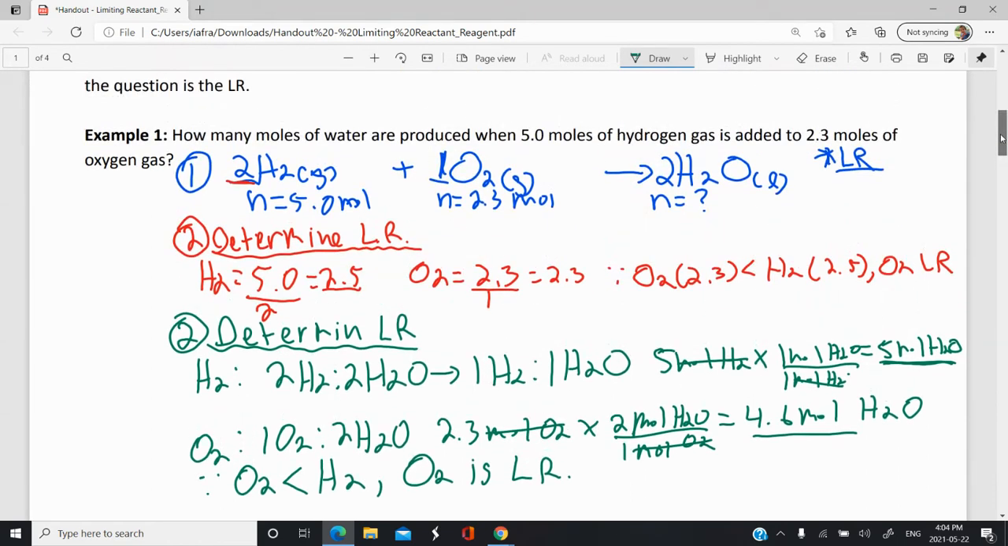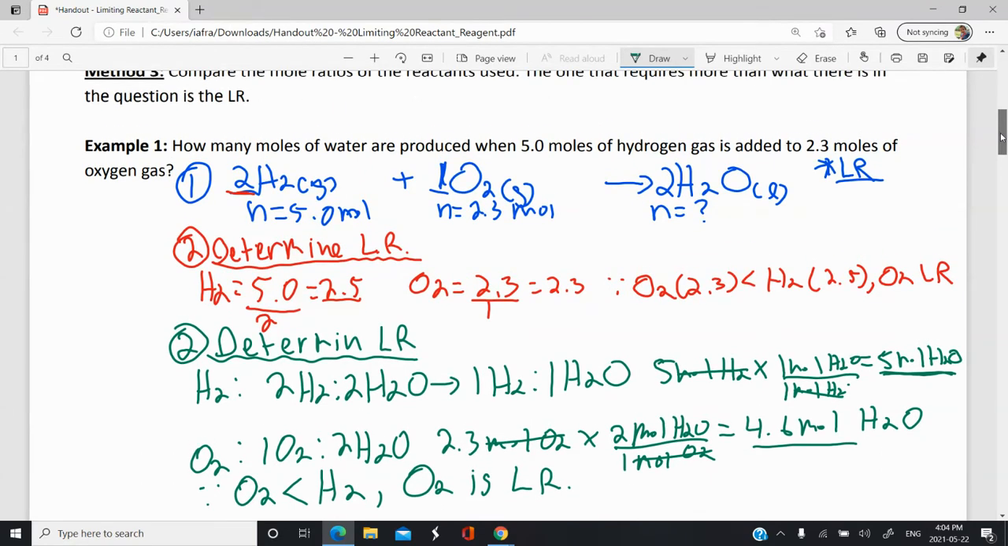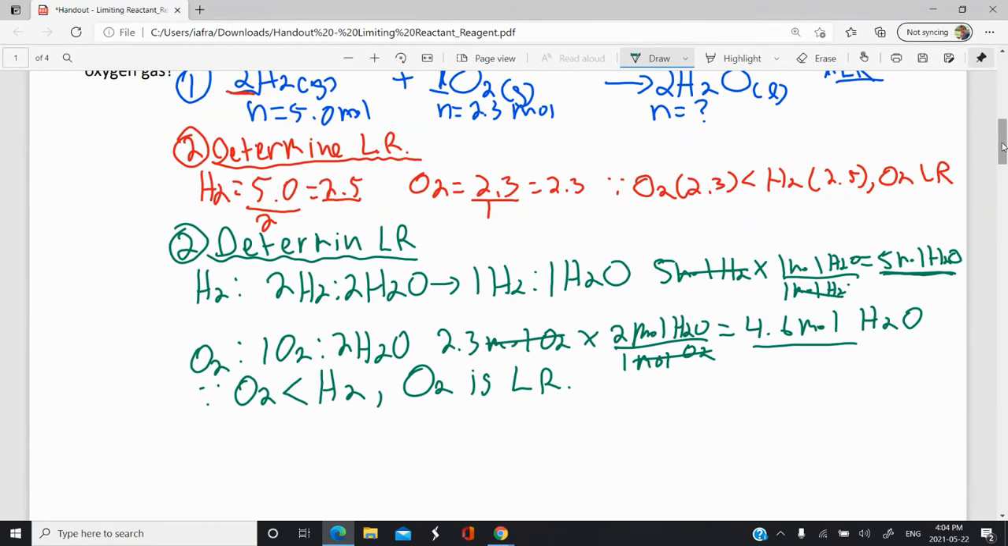The whole point was to find the number of moles of H2O produced by this reaction. So O2 will react and run out, and there'll be leftover H2. We'll figure out how to find that later on, but the point is it'll make 4.6 moles of H2O. So you could even finish up the question here by saying, therefore, 4.6 moles of H2O are produced. And that would be the end of your problem.